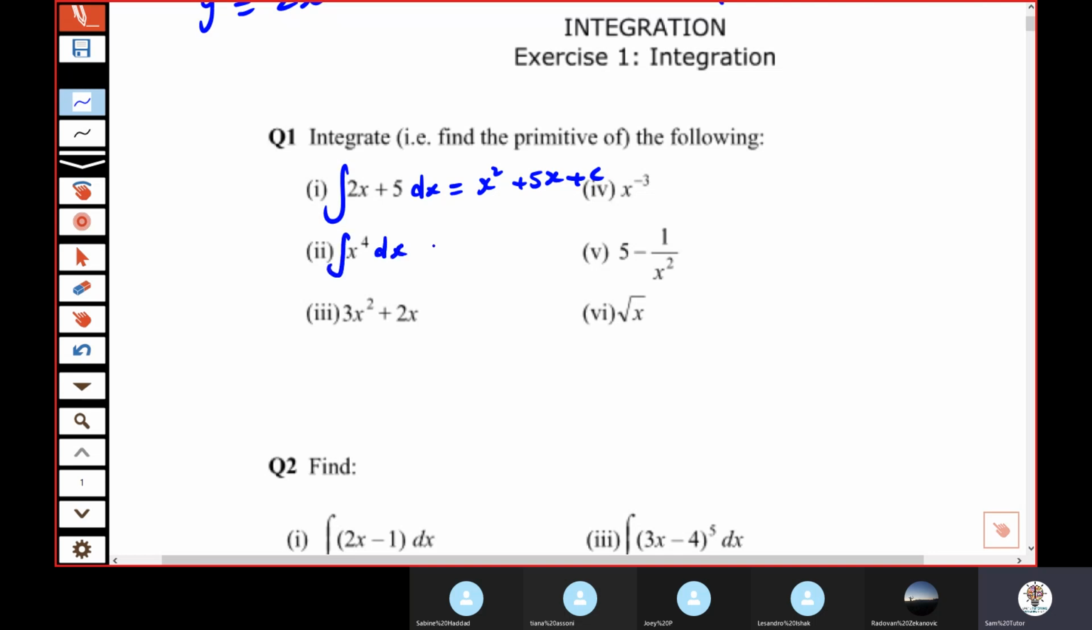And again, integrate x to the 4. What does that become? X to the power of, you add 1 to the power, divided by the power, plus c. You getting the hang of it, Joey? You want to do the next one maybe? So integrate this, 3x squared plus 2x. What does that become? 3x to the power of 3 divided by 3, plus 2x to the power of 2 divided by 2. The answer is x cubed plus x squared. Oh, plus c. You will lose 1 mark for plus c in your whole paper, sorry. But you don't want to lose 1 mark.